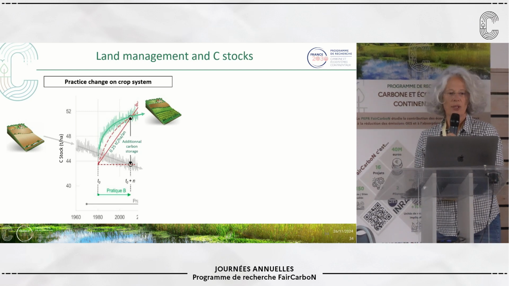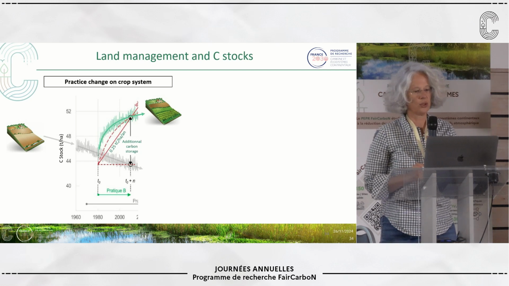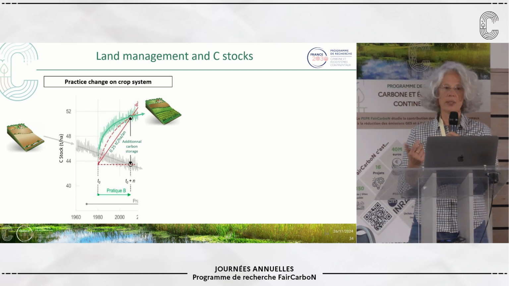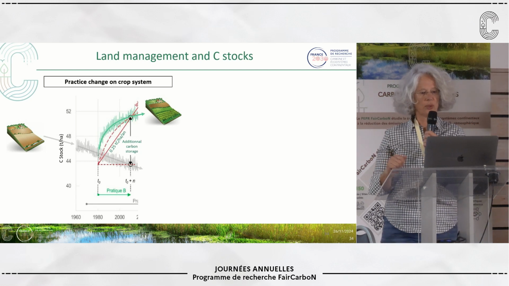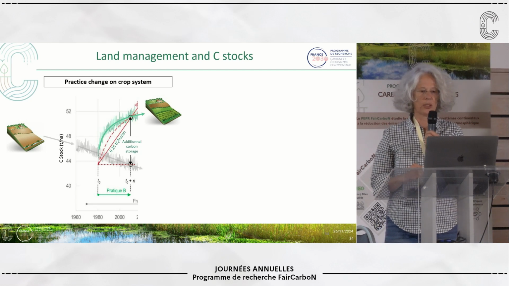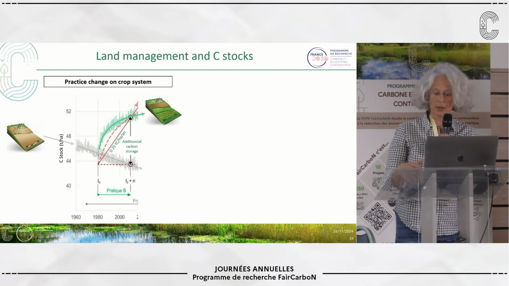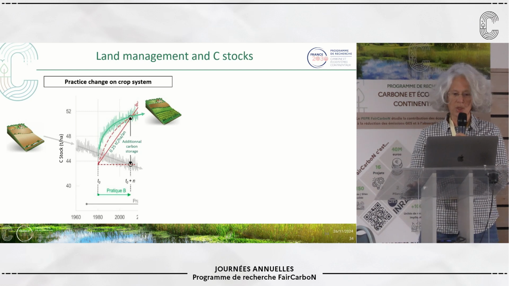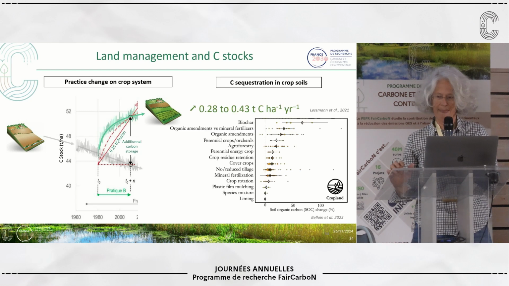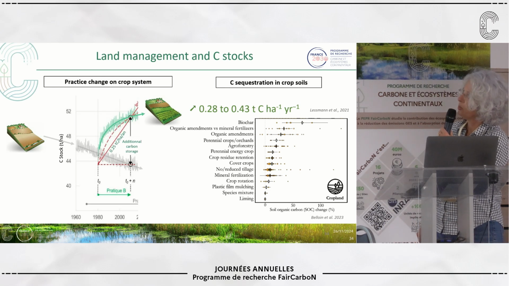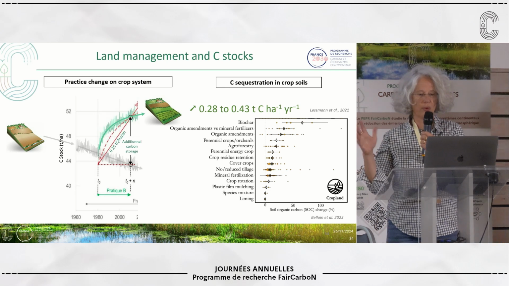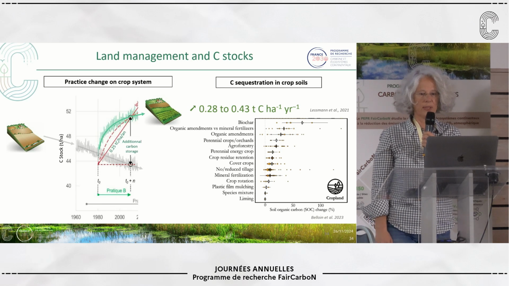So in conventional agricultural systems, most soils continue to lose carbon, and this trend is represented by the gray curve. But it can be reversed through the implementation of agroecological practices, as shown by the green curve. And the mean range of additional storage is estimated to be 0.3 to 0.4 ton of carbon per hectare per year.